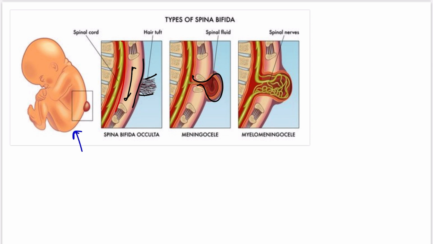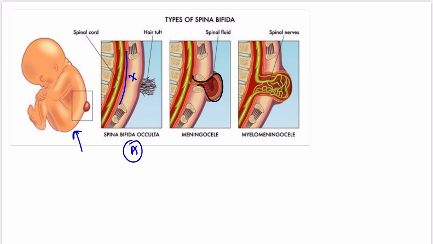Can you notice this child? This child has a lump coming out of the back. So this is definitely a caudal neuropore defect or a posterior neuropore defect. We can have these in two forms. Look at the first form. Here I can notice that the spinal cord is intact, meninges are intact. There's just some defect in the vertebra, and overlying that defect is a tuft of hair. This defect is hidden by this tuft of hair. That's why it is known as spina bifida occulta.